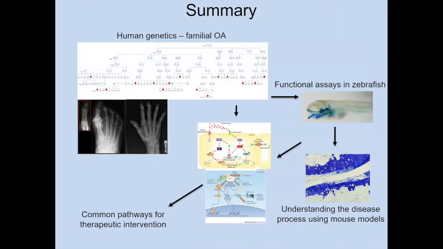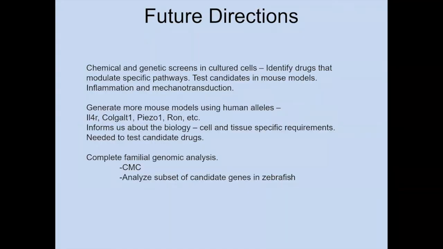And so just a quick summary, I've told you so far how we've used several OA phenotypes to identify large families that have a significant clustering of osteoarthritis, and how we've identified candidate genes. We test those candidate genes, move them into mouse models to understand the disease process, and then additional sequencing of families identifies more candidates in those pathways that we've studied. And then we identify common pathways that might be useful for therapeutic intervention.